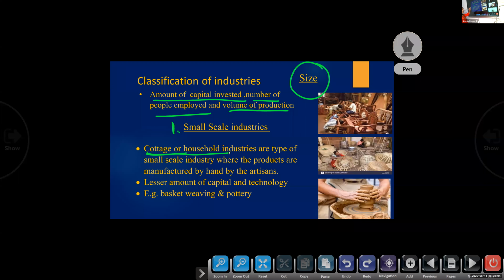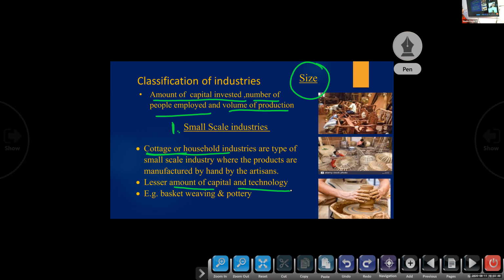Cottage industry is a part of small scale industry, right? Then what is small scale industry? These points are the same, lesser amount of capital and technology used in both small scale and cottage industry, but small scale industry operates from small factories. Lesser amount of capital and technology required for small scale industries. Clear? They operate from small factories. They use simple machines.